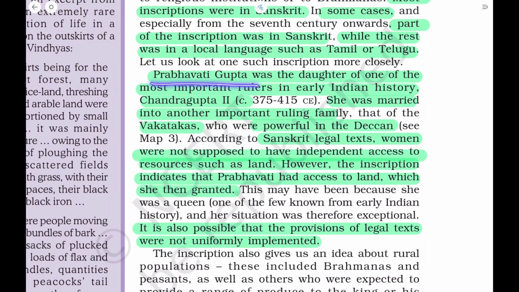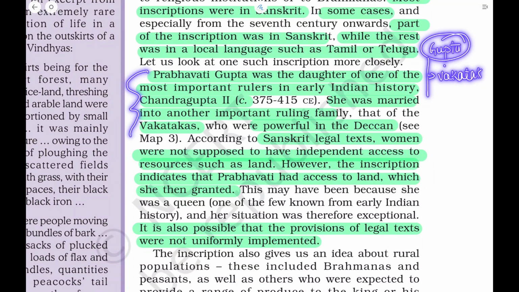Now Prabhavati Gupta was the daughter of Chandragupta II, one of the most important rulers in early Indian history. She was married into another important ruling family, the Vakatakas. Just know the fact that we have seen the Gupta rulers, and their contemporaries were the Vakatakas. The Guptas established matrimonial alliances to strengthen their political control over the area. So the marriage of Prabhavati Gupta with a Vakataka was a sign of matrimonial relations made for political expansion.